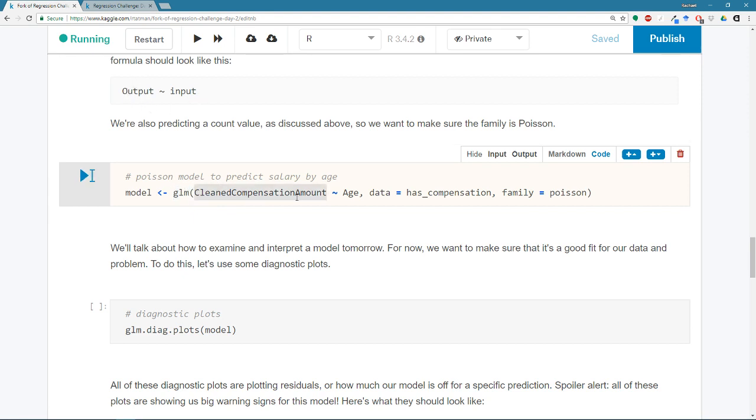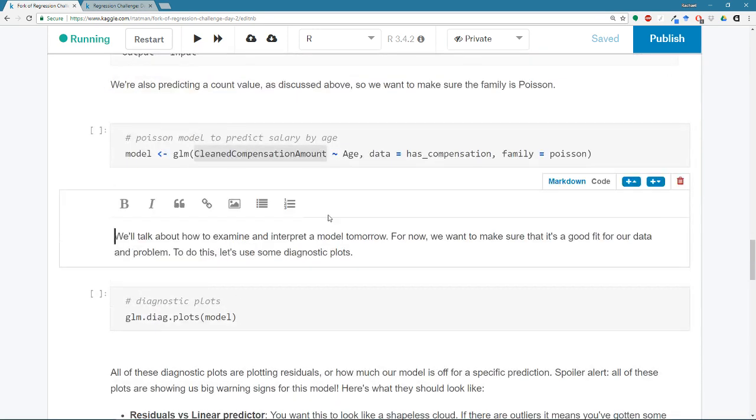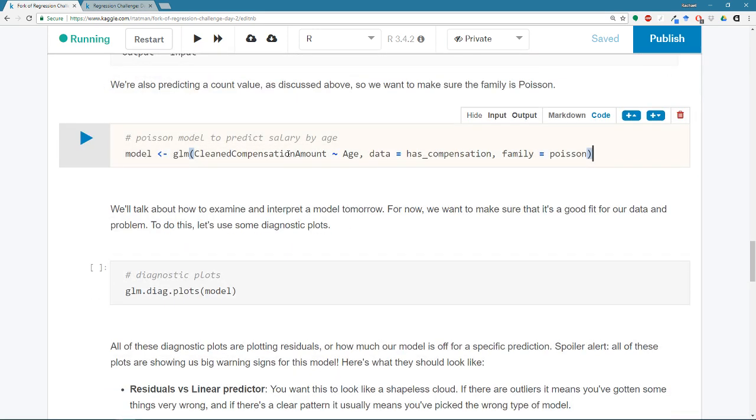So our output is cleaned compensation amount, which I got from cleaning the compensation and then assigning that to a new column in our data frame. That's what mutate does. It takes whatever is over here and then gives it a new name and adds it to your data frame. Oh, so I've actually mutated twice, and then the second time I am just replacing this column, making sure that it's numeric. So I have that cleaned compensation amount.